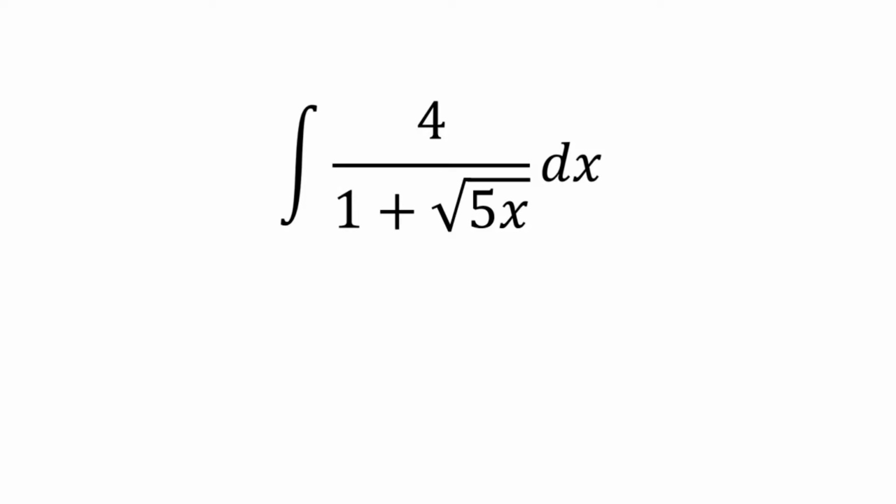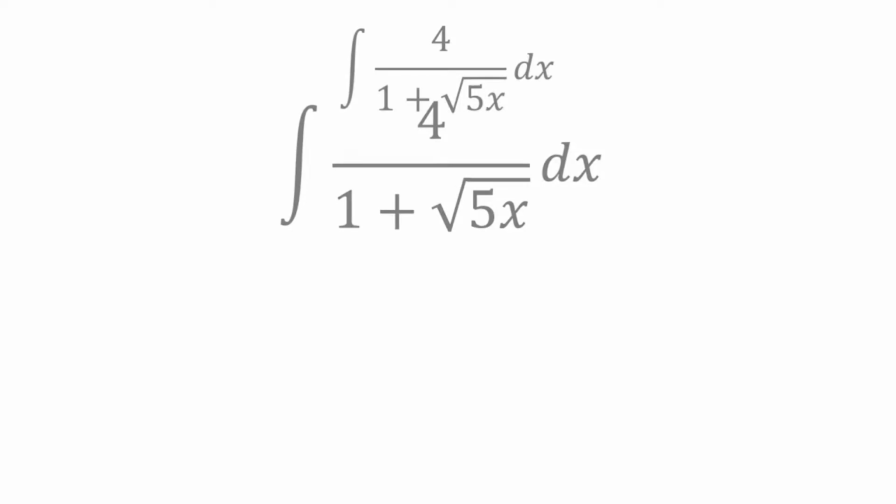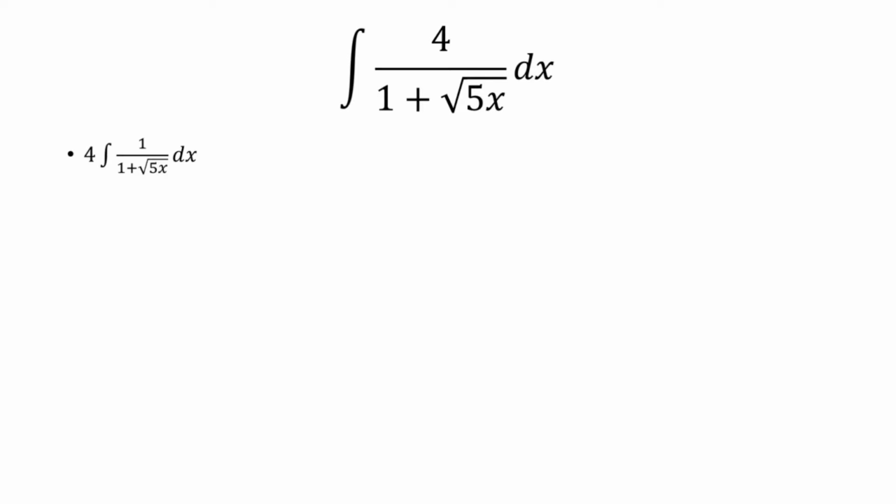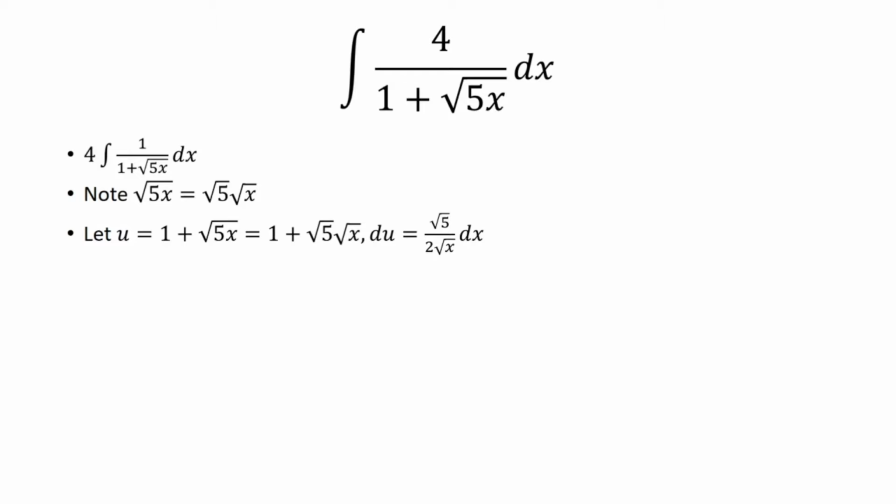In this video, we'll be finding three different ways to solve this integral. The first way, well first, let's factor out the constant 4 from the numerator. And also note that the square root of 5x is the same thing as multiplying the square root of 5 with the square root of x.